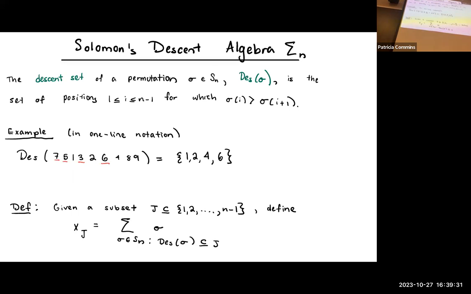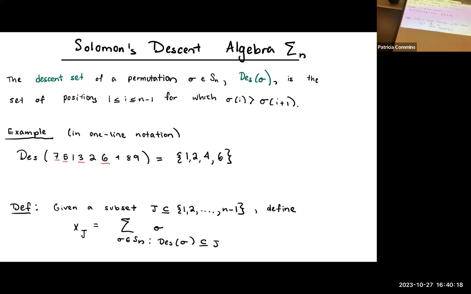The story brings another algebra into play that's called Solomon's descent algebra. If you have some permutation, you can associate a subset of 1 through n minus 1 with it called its descent set. These are the positions i where your permutation maps i to a larger number than it does i plus 1. These are easy to pick out if you write your permutations in one-line notation, where here, putting 7 first means that 1 gets sent to 7, putting 5 second means that 2 gets sent to 5, and so on.